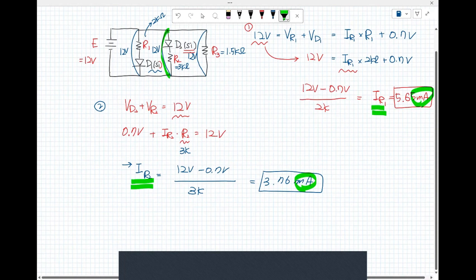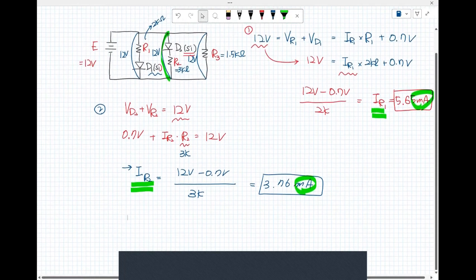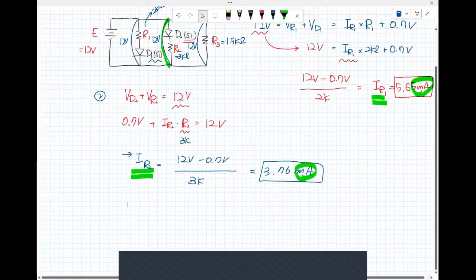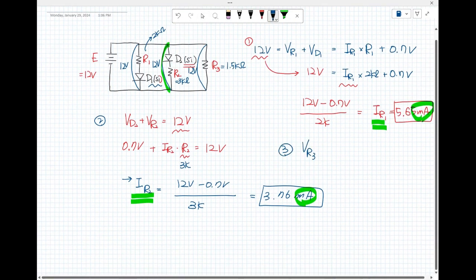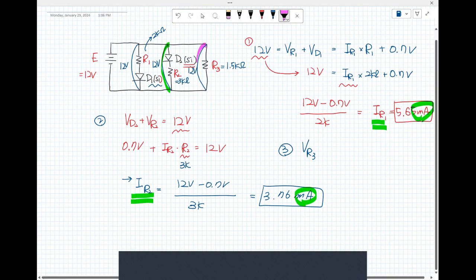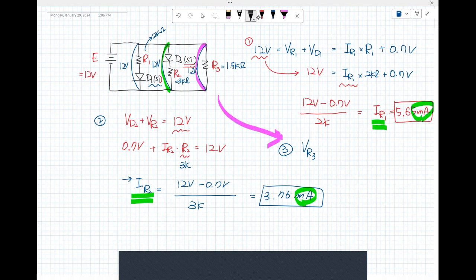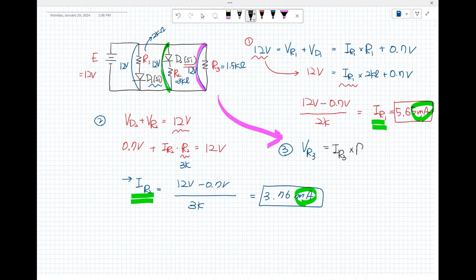So the I sub R sub 2 is right there, here. And then the third one is V sub R sub 3. That's right there. I'm writing in maybe another color. So V sub R sub 3, could you see that? It's fine? Okay. V sub R sub 3 is I sub R sub 3 multiplied by R sub 3. R sub 3 was given from the circuit, 1.5 kilo ohm. That was V sub R sub 3.